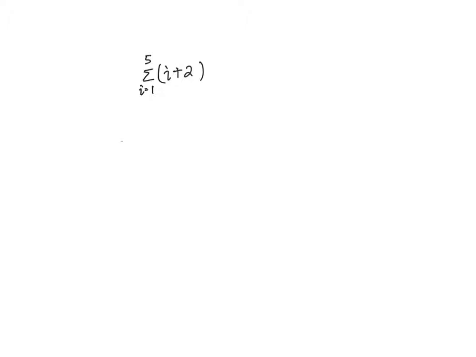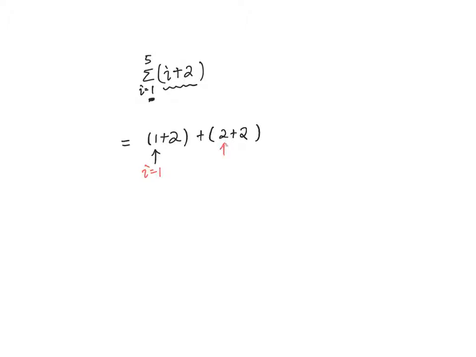Now, when we have this expression, that means you're going to add. Right here, you want to begin from here. When i begins from 1, the first term that you're going to add will be 1 plus 2. Where's the 1 from? When i equals 1. This summation notation means you begin from 1 and end at 5, so you have to increase the variable by 1 at a time. So the next term you're going to add will be 2 plus 2.